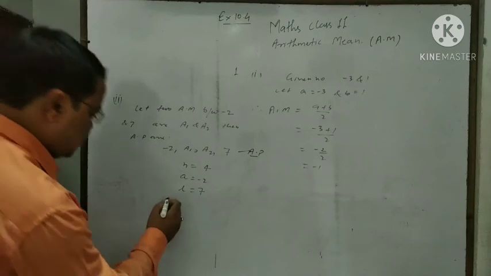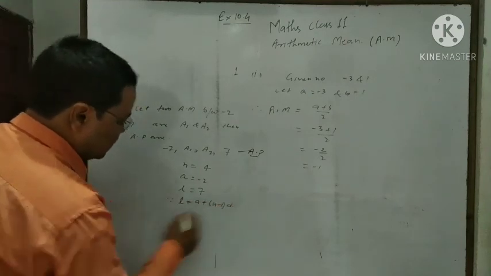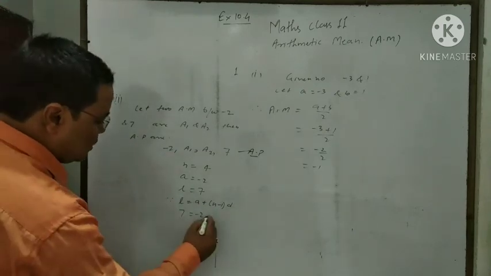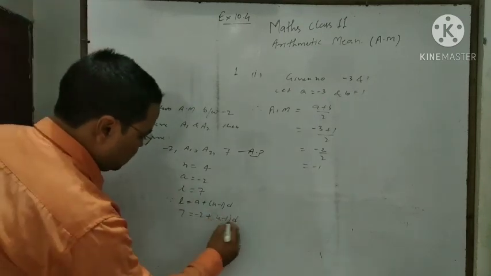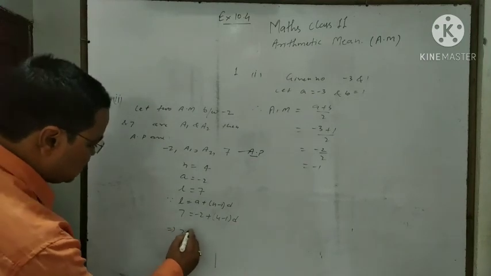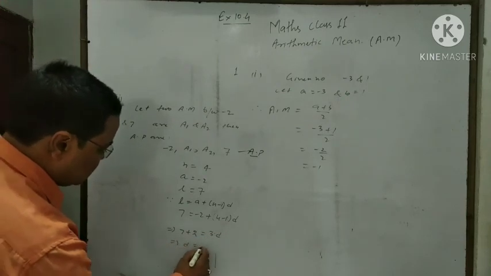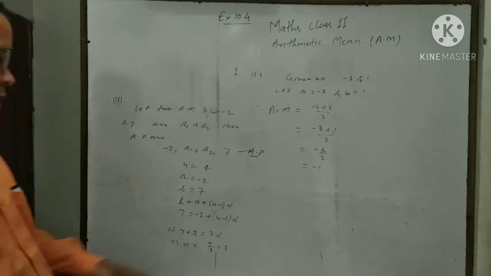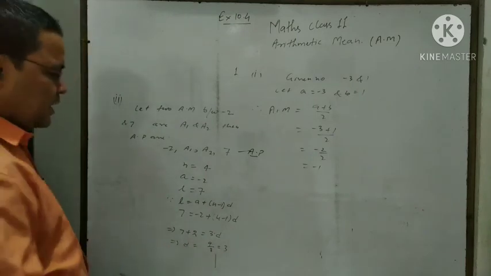So we know that l is equal to a plus (n minus 1) into d. The last term is given, that is 7. The first term is given, that is -2, plus the number of terms is 4, so 4 minus 1 into d. Here if we transfer this to that side, we get 7 plus 2 is equal to 3d. This implies that d is equal to 9 by 3, which is 3. It means the common difference of this arithmetic progression is 3.